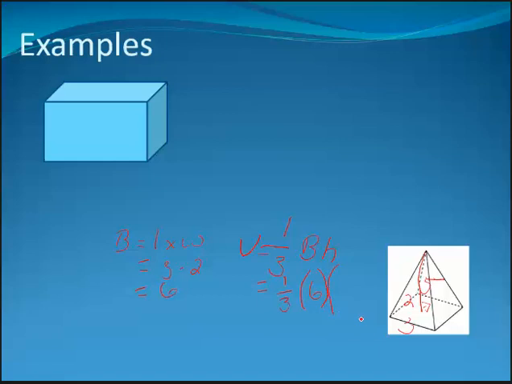What is the height of this? We said it was 5. Now I'll do the math. Sometimes it's easier to just take 1/3 of one of these numbers if it goes in evenly. 3 does go into 6 evenly 2 times. So I end up with 2 times 5. So my volume ends up being 10.